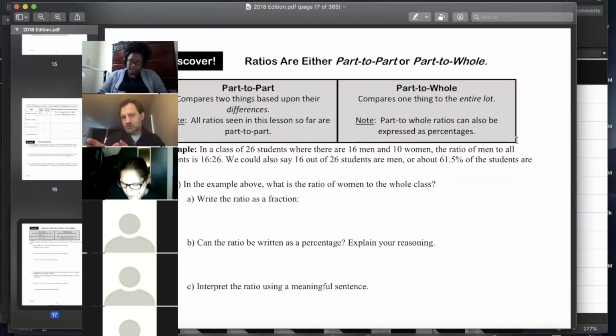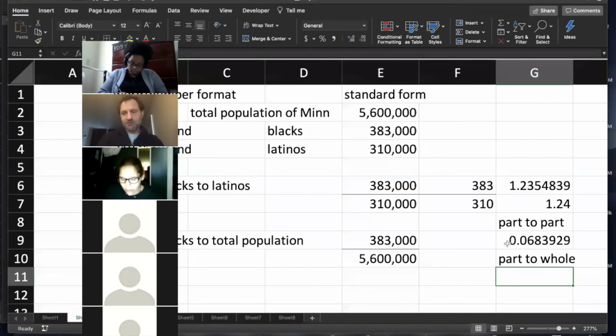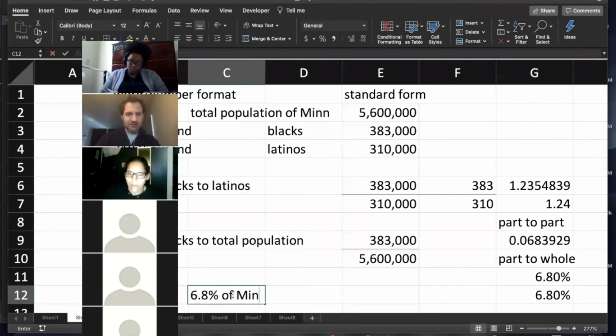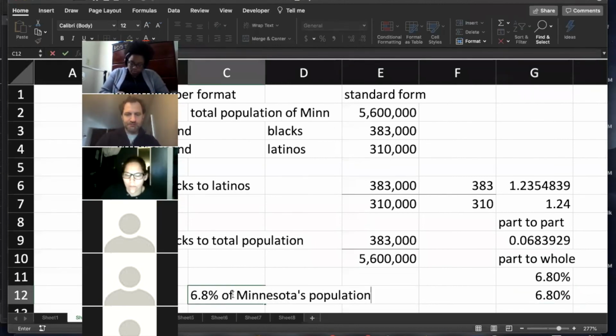And I think the most significant thing is that you'll get decimals sometimes that you think, oh, I'd like to turn this into a percentage, but then once you analyze whether it's part to part or part to whole, you realize you can't. This 0.068 could be turned into a percentage. In general, there are a couple of ways to think about turning something into a percentage, moving the decimal two places or multiplying by 100, but this is 6.8%, right? So instead of saying for every blah, there are blah, we could just say 6.8% of Minnesota's population is Black.